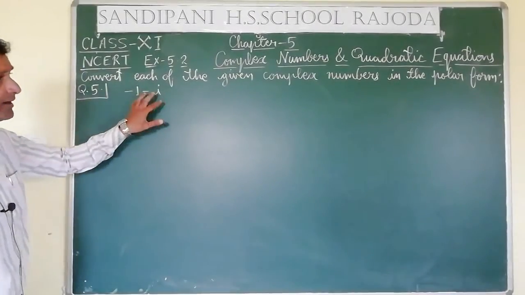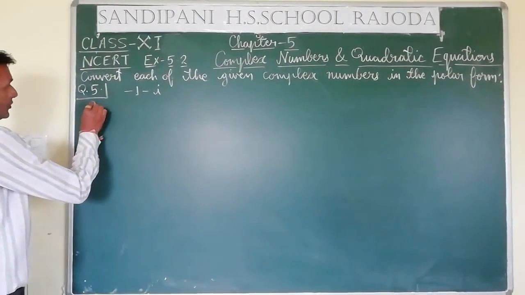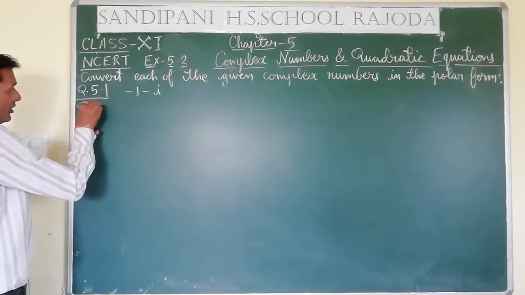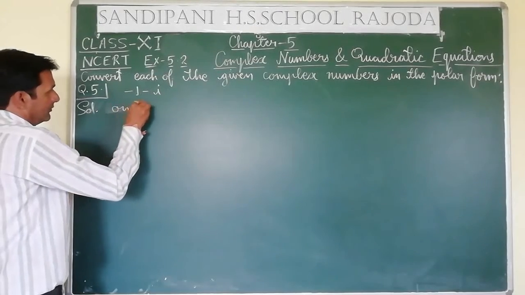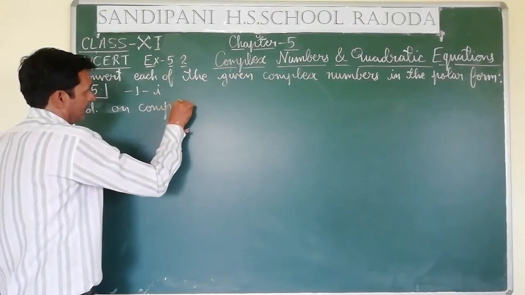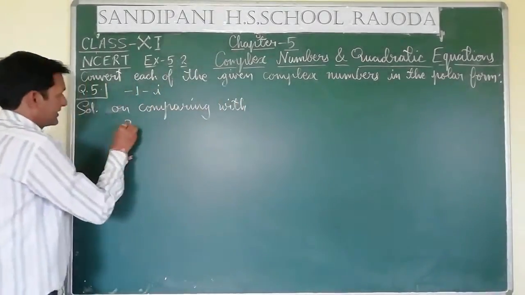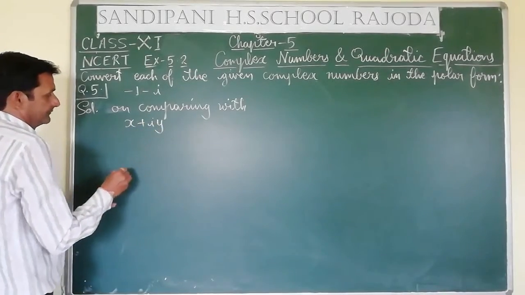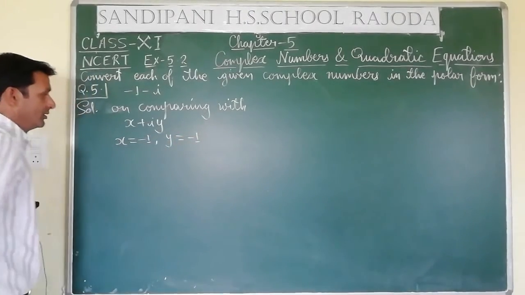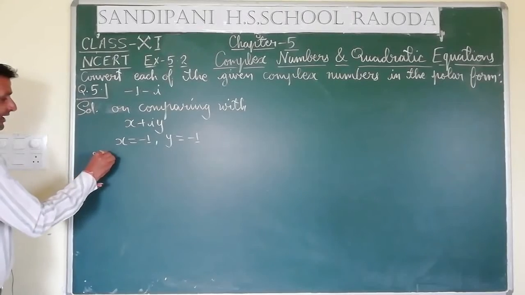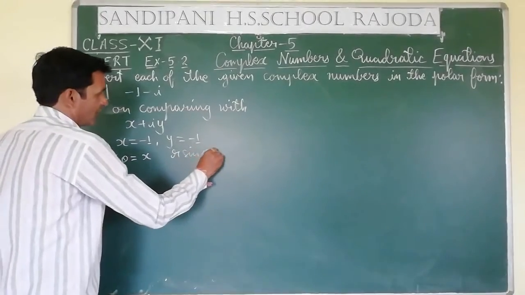It is the Cartesian form and we have to convert it in polar form. This one is Cartesian form. So in solution we have to mention first of all, on comparing with x plus iy, x is equal to -1 and y is equal to -1. Now r cos theta is equal to x and r sin theta is equal to y, we can write.